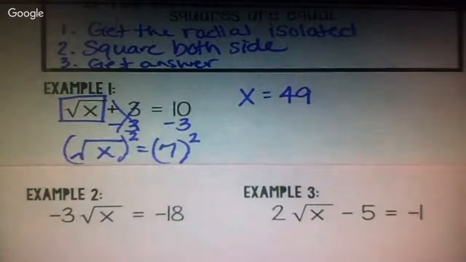Okay, you should always go back and check and make sure that it works. So if I plug 49 back into my equation, what's the square root of 49? 7 plus 3? Does that match that? Yeah. Good to go.